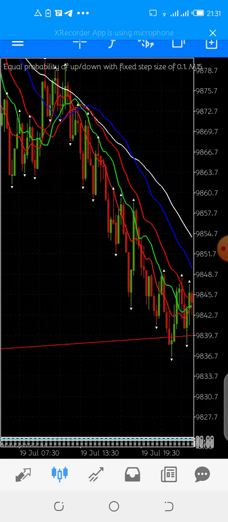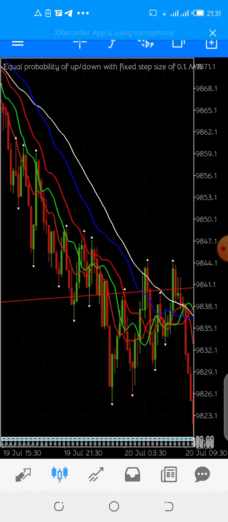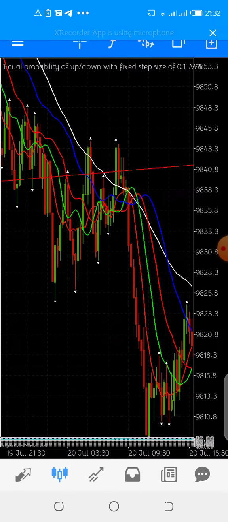As long as you are going with your trend, you can always add and add and add as you go with the trend. Yeah, as you go with the trend, and make sure you lock some profit.